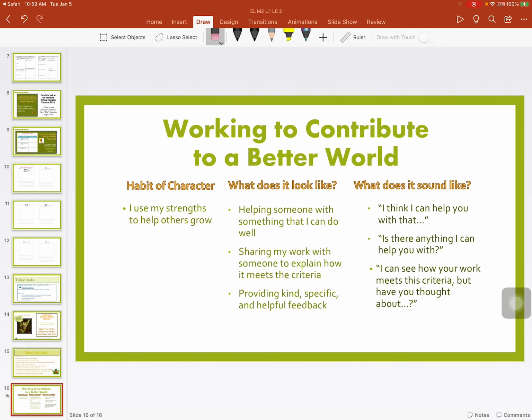And we're going to continue working to contribute to a better world. Habit of character: I use my strengths to help others grow. What does it look like? Helping someone with something that I can do well. Sharing my work with someone to explain how it meets the criteria. Providing kind, specific, and helpful feedback. So when you're working with a partner, make sure you do all those things.